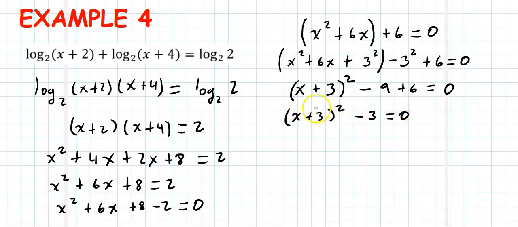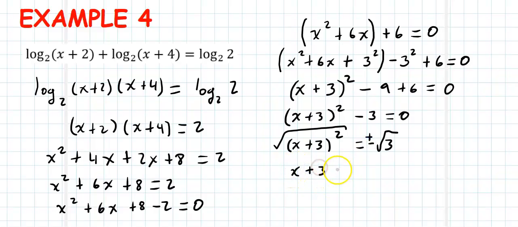And we need to isolate the expression with the square. In this case, x plus 3 to the second power equal 3. Now we are going to take the square root, and the solution is positive or negative. In this case, x plus 3 equal positive or negative square root of 3. So x is equal to negative 3 positive or negative square root of 3.